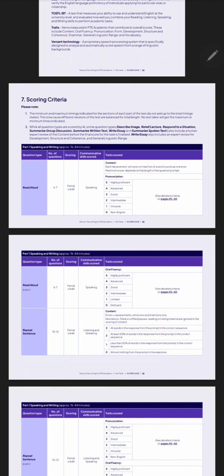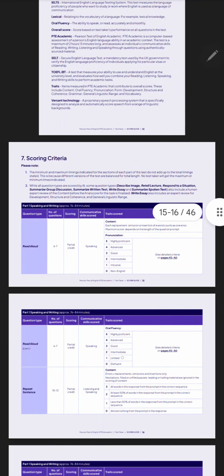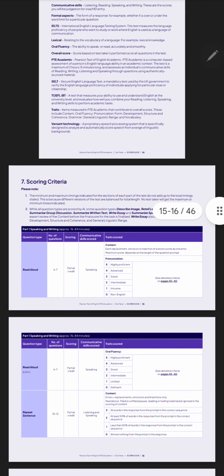Okay, part 1, speaking and writing, which lasts for approximately 76 to 84 minutes, would have a lot of different question types. And for read aloud, this table has five columns: question types, number of questions, scoring, communicative skills scored, and trait scores. So I need to focus more on the trait scores.